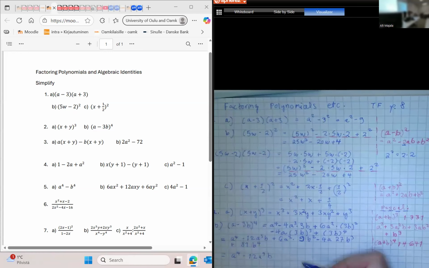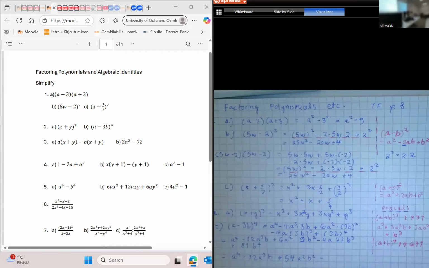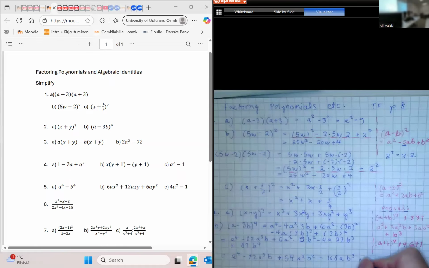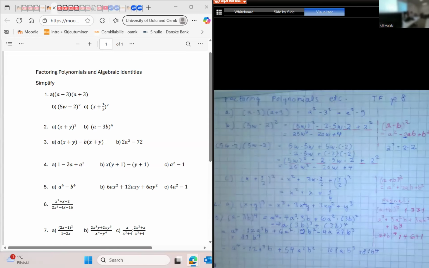Six times 9 is 54, b in the power of 2, minus 4 times 27 is 108, ab, and then it's 81 b in the power of 4. Okay.